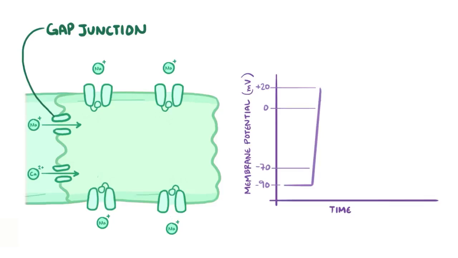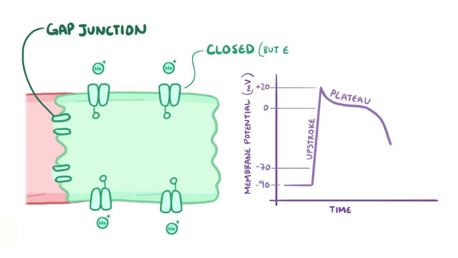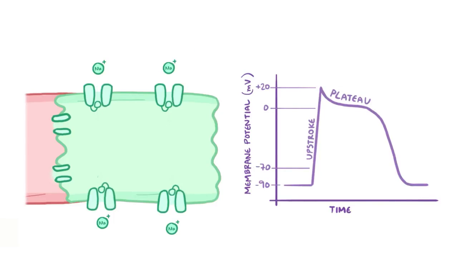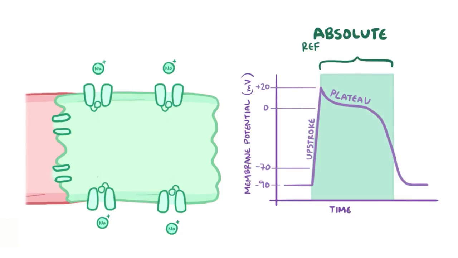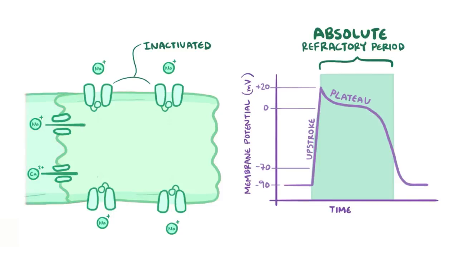After the upstroke, there's the plateau phase, and then as the cell repolarizes, the sodium channels start to recover, and even though they're closed, they're still excitable. And eventually all the channels recover and the cell repolarizes back to its resting state around negative 90 millivolts. During most of that action potential, the myocyte's unable to depolarize again, and this is called the absolute refractory period. In other words, during the absolute refractory period, pretty much all of the myocyte's sodium channels are inactivated. So even if a bunch of inward current comes from the neighboring cell, it literally cannot depolarize.